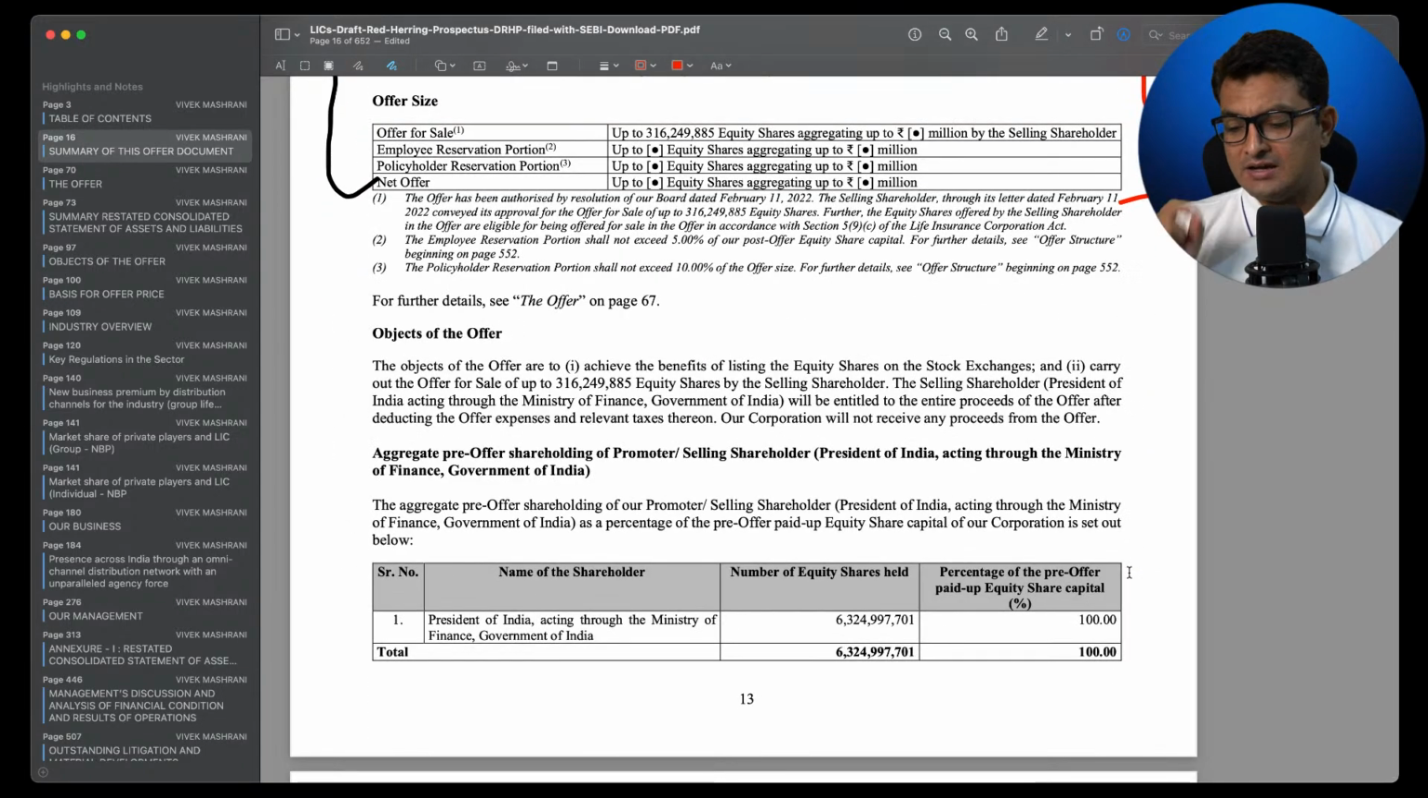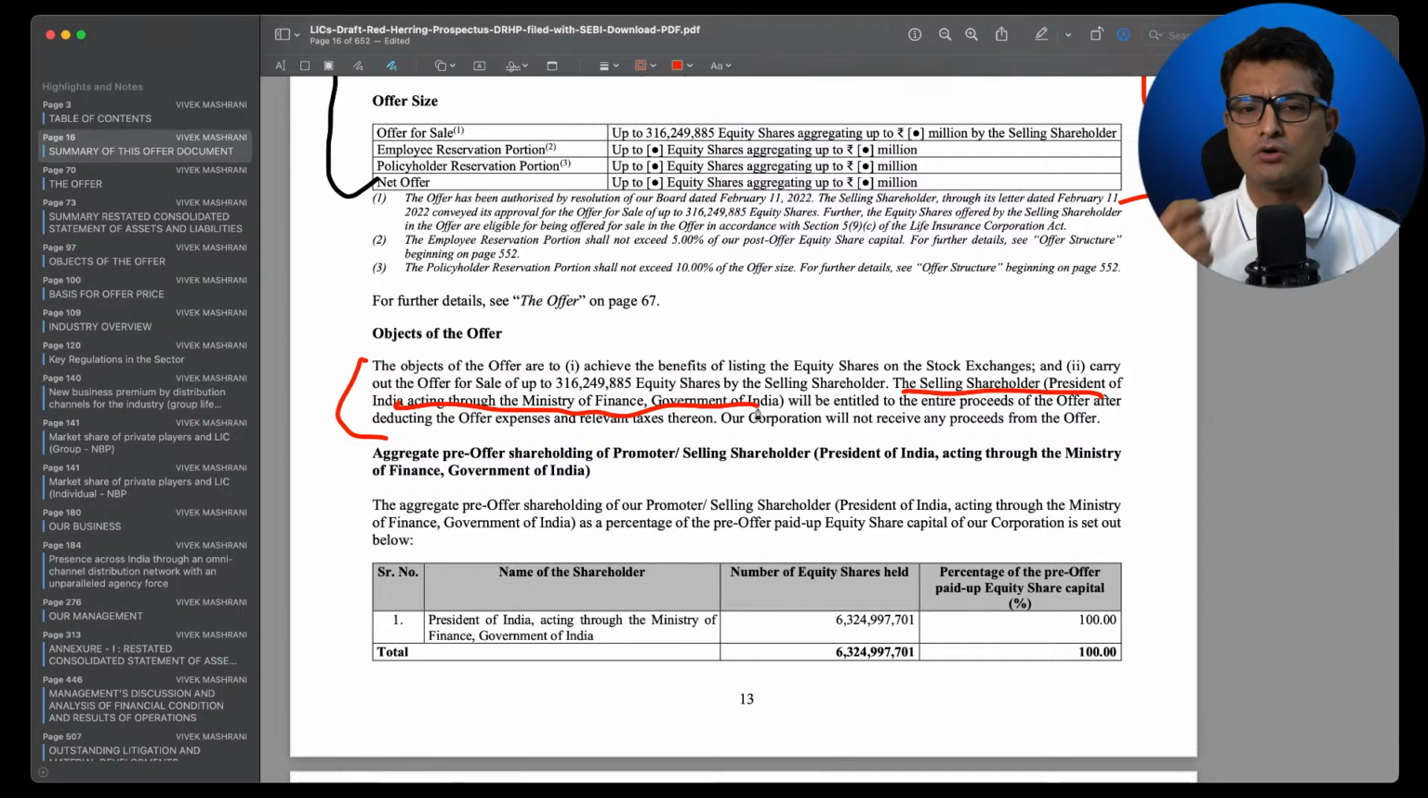Why are they doing it? This is very, very important to understand: whether they are doing it for growth or they are just selling out the shares of the promoter. In the case of LIC, they are just selling the shares of the Government of India. So they are not even using that money for their future growth. This is a red flag.